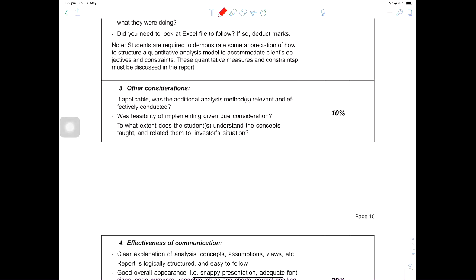Some groups may be doing the optional part of the assignment, forecasting the financial position of the client. So if you do it in a reasonable way, you will get a very good grade from this.